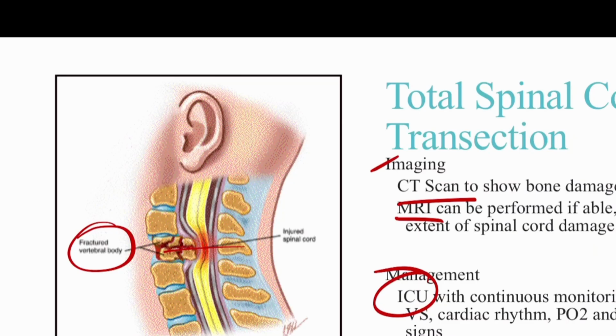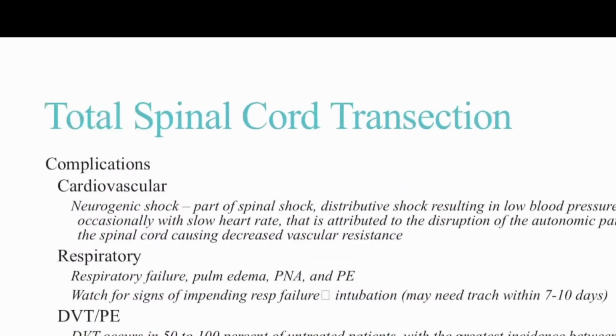Breathing, check neural signs every 2 hours to see how they're doing. Obviously, they need to be on monitors, and blood pressure needs to be monitored. So complications of a total spinal cord transection. Cardiovascular, they get this neurogenic shock.